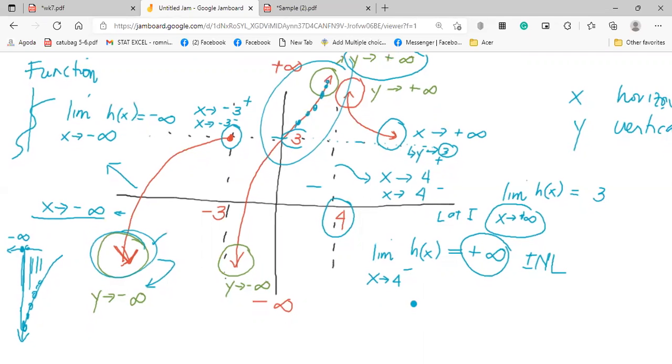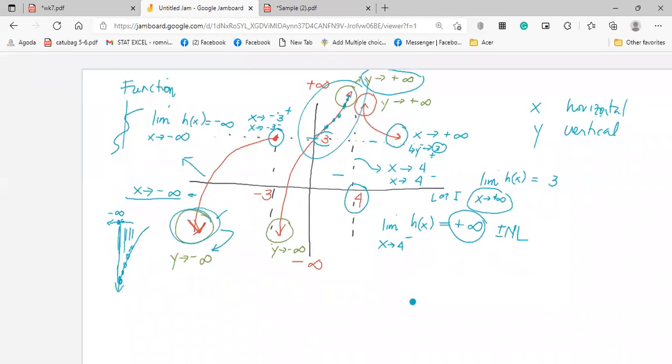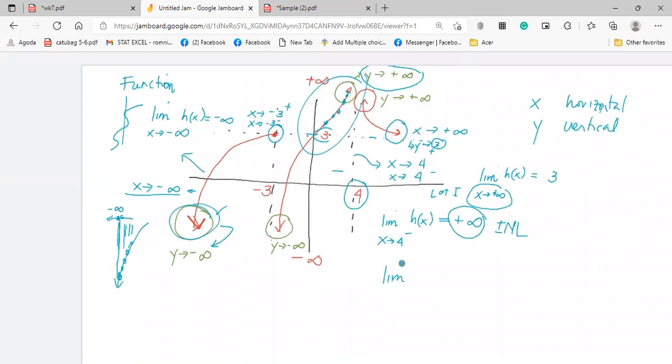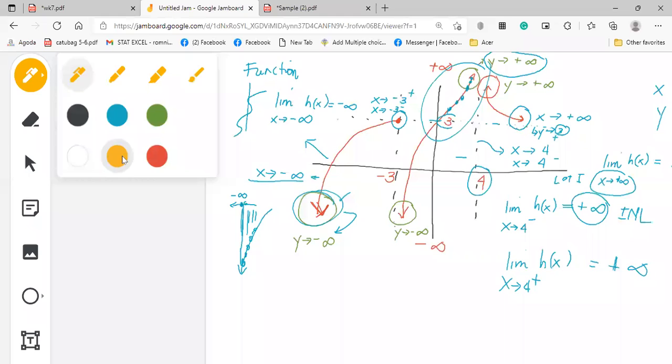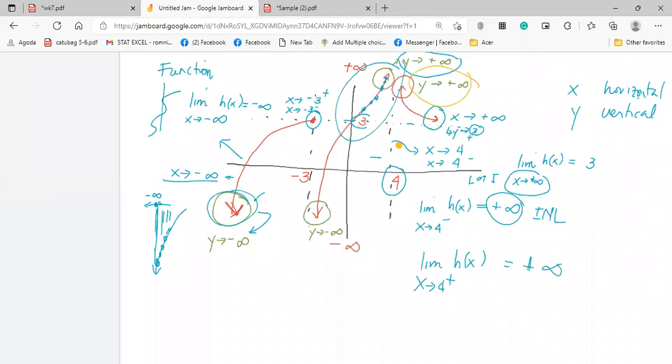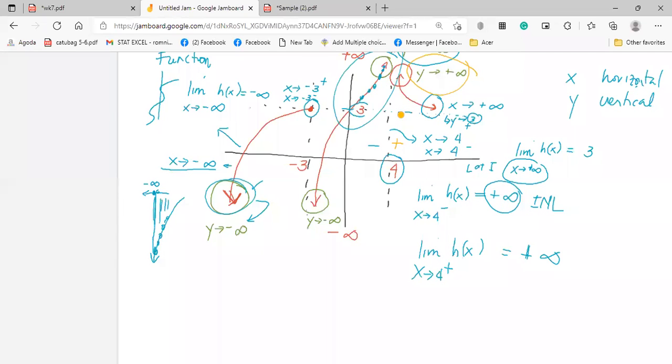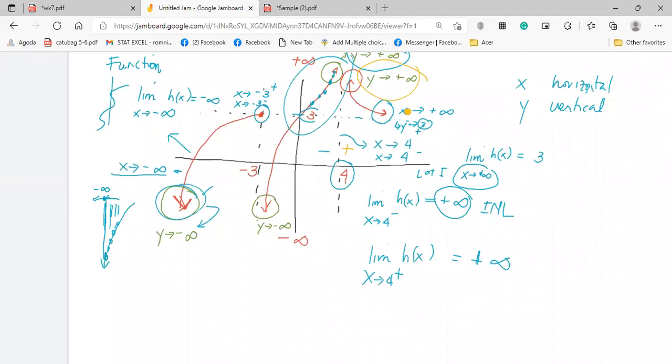Even yung right ng 4, limit of h of x as x approaches 4 from its right. Anong ginagawa naman niya? Positive infinity. Paano mo na naman yun nasabi? Tingnan mo to. Ito yung right. Anong ginagawa ng graph from the right of 4? It is increasing infinitely. So the answer there is positive infinity. Okay? So ano pa?